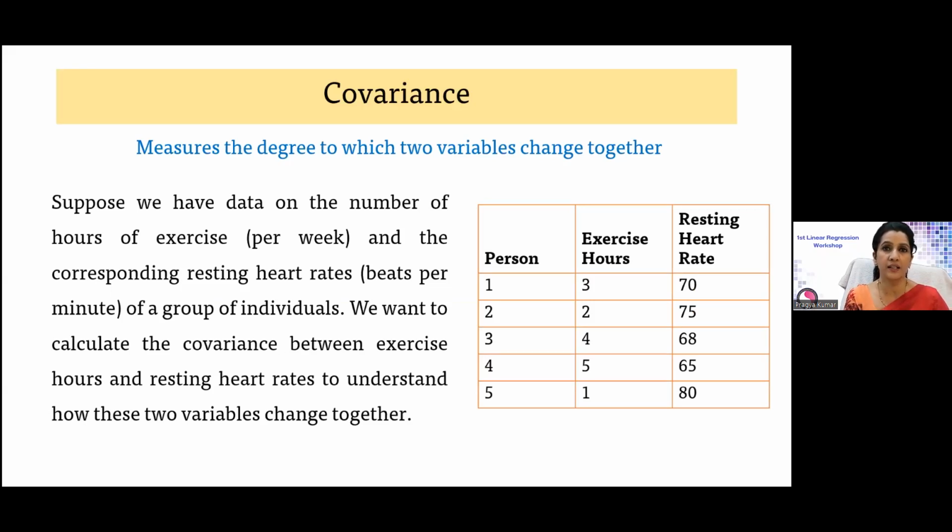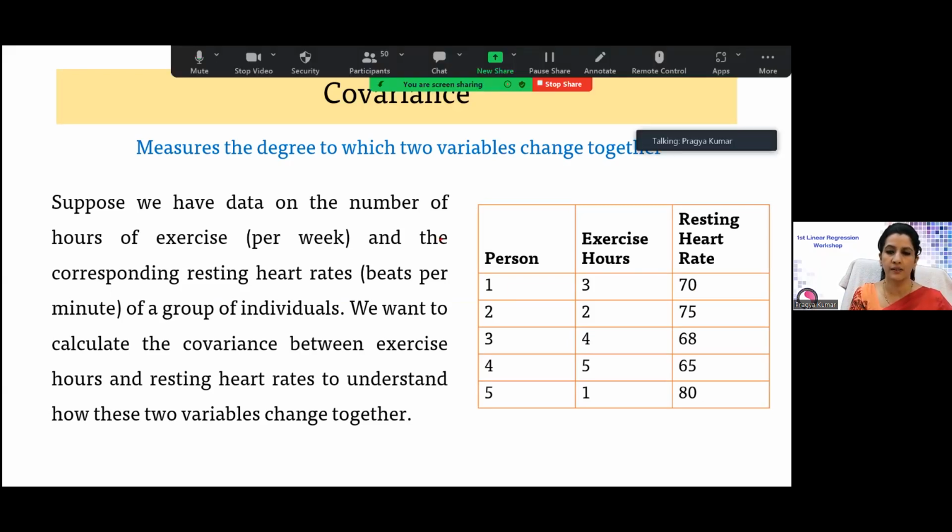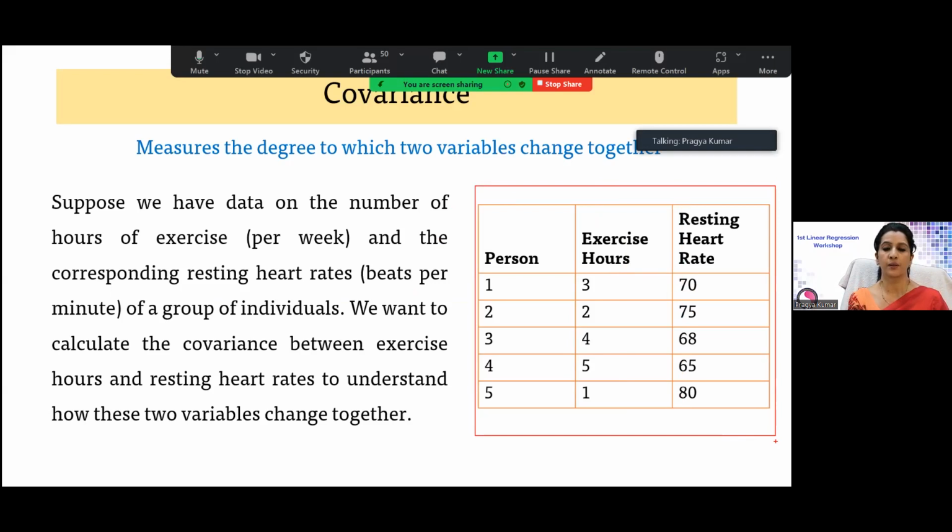So let's see this data set. First focus on this table. What can you see? There are 5 persons and 2 variables: exercise in hours, which is exercise per week, and resting heart rate, which is beats per minute. If I want to calculate the covariance between exercise hours and resting heart rate, it is to understand how these variables change together, right?